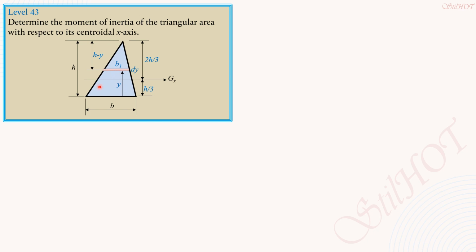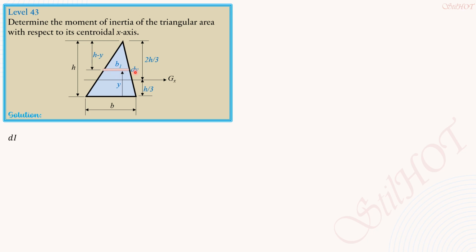So even if the strip falls below, the distance is h over 3 minus y, or simply y minus h over 3, although it's negative as expected. But remember, it is to be squared, so it doesn't matter. So again, the distance is y minus h over 3, and the differential moment of inertia with respect to this axis is distance squared times differential area, where the distance is y minus h over 3, then the differential area is b1 times dy.